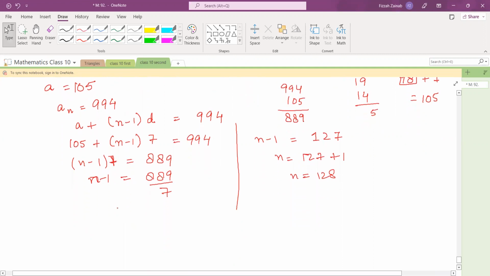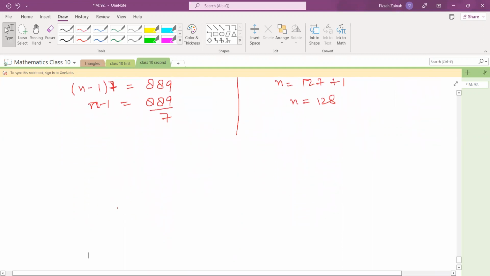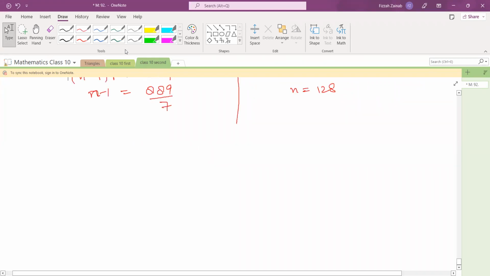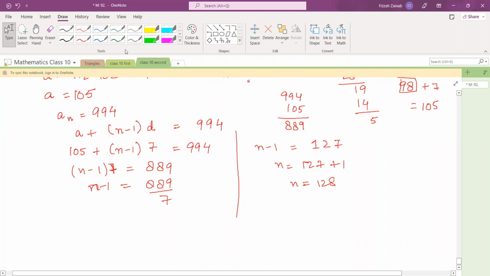Okay, next. Ma'am, can I scroll up? Ma'am, can't we take 7 to the other side without opening the bracket? No, 7 is multiplied only with the second term, right?